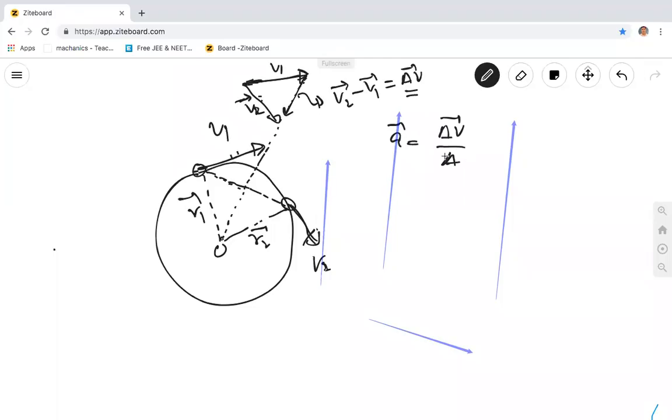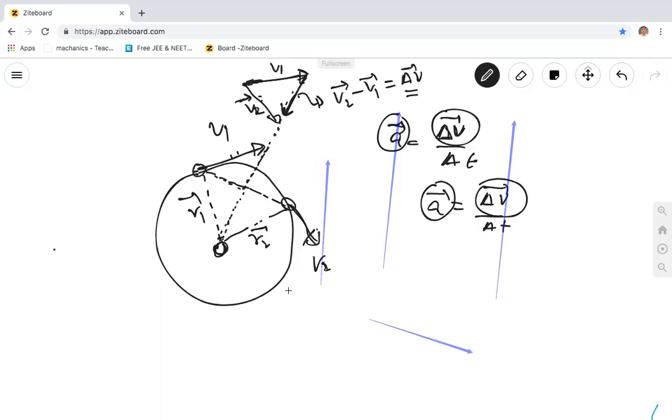What is the direction of acceleration? Same as velocity? No. Same as speed? No. Same as change in velocity. You see, a is equal to delta v by delta t. So acceleration direction is the change in velocity direction, not velocity. So change in velocity is this. Now watch. This direction is towards the center O.